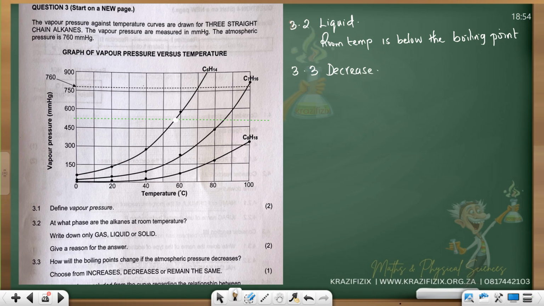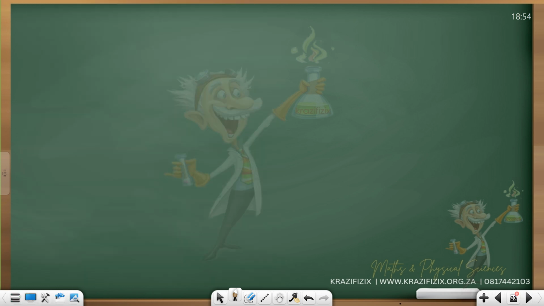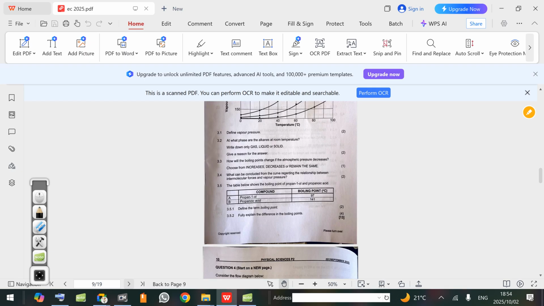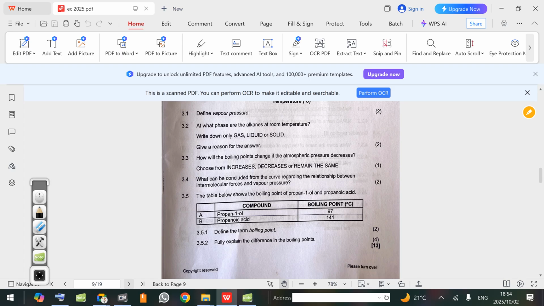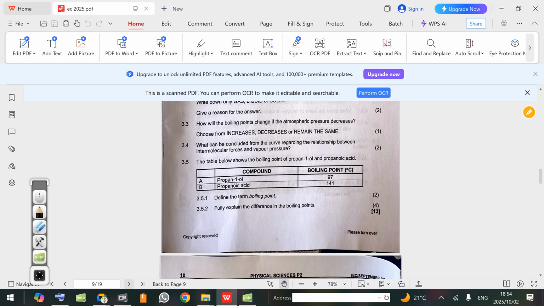Oh, not bad. I thought they were going to ask something tricky, but they're just asking simple things. They're disappointing me. But you know why I did it? A lot of us will see a graph and chicken out. Okay, let's look at this.